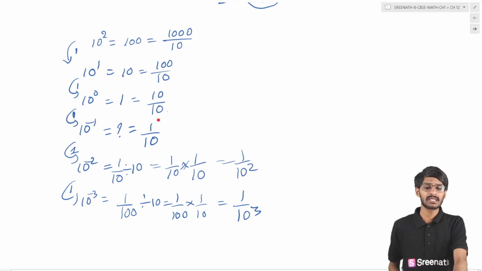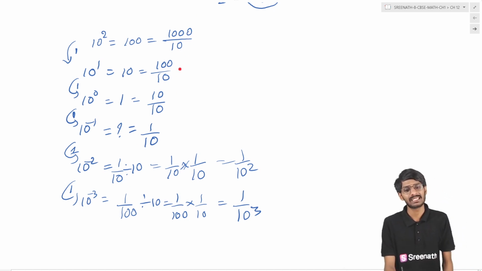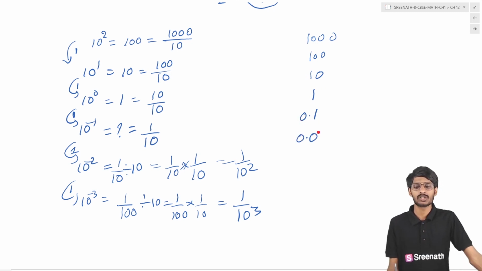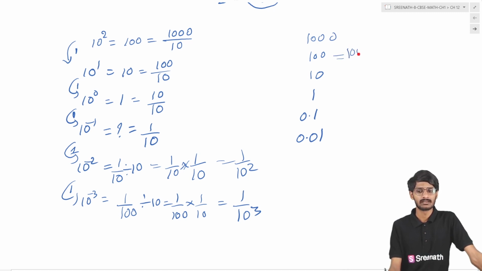So what is basically happening here? In the numerator, we have decreased. First there is 1000, then it becomes 100, then it becomes 10, then it becomes 1, then next thing is 0.1, then next thing is 0.01. So which means what happened in every scenario? From this to this, what happened? This is 1000 divided by 10, so that becomes 100. So whenever the power is decreased by 1, the previous value is divided by 10.